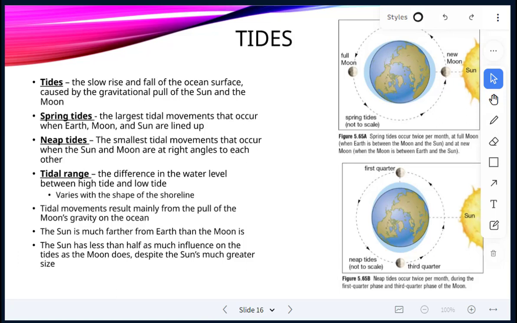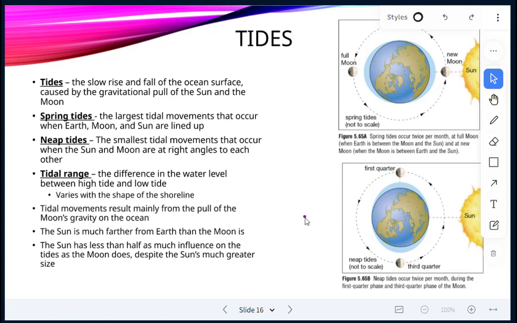Spring tides are the largest tidal movements, and they occur when Earth, moon, and sun are lined up. So we can see spring tide happening here. Neap tides are the smallest tidal movements, and they occur when the sun and moon are at right angles to each other. A tidal range is the difference in the water level between high tide and low tide. It varies with the shape of the shoreline.